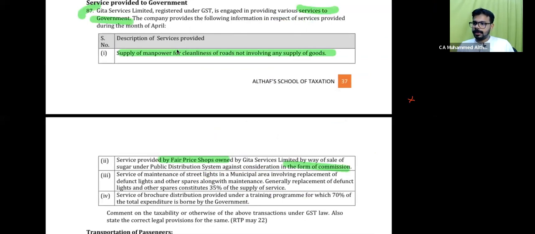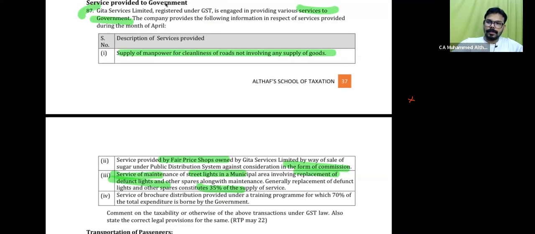Third one, tell me, taxable or exempted. Third one is taxable. Why? Because here they're providing services of maintenance of street light, but they're also supplying replacement of defunct lights. So they're supplying the goods also. Then the value of the goods is 35%. The goods value should not be more than 25%. Here it is 35%. So it is taxable.